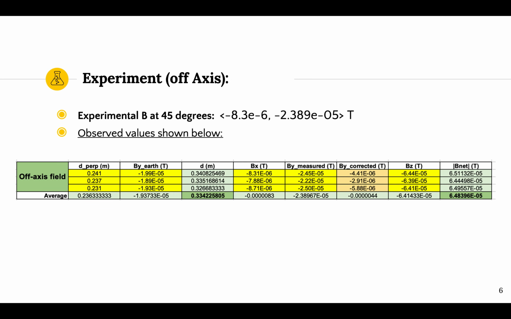Next, for the experiment off-axis, the experimental B at 45 degrees was negative 8.3 times 10 to the negative 6, negative 2.389 times 10 to the negative 5 in the Y direction. And the observed values are shown below, again, from the Excel sheet that was included in this lab file.